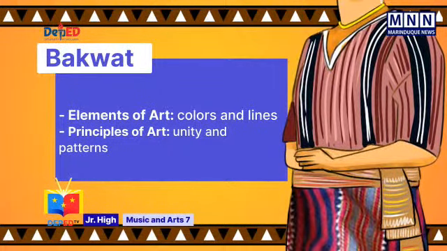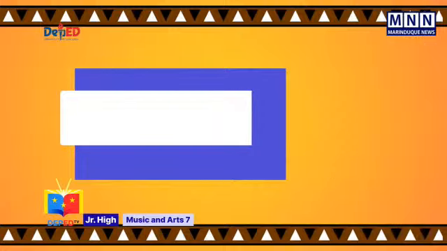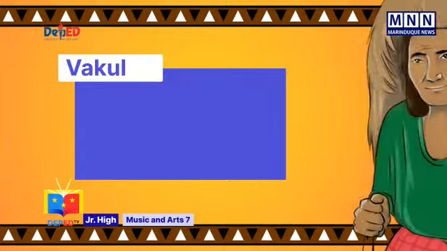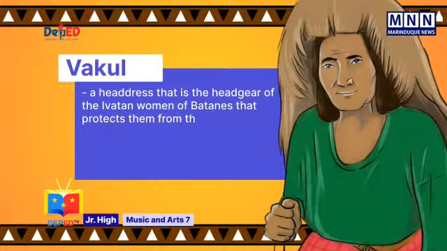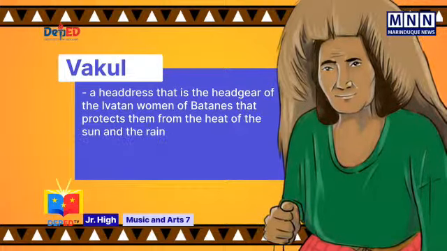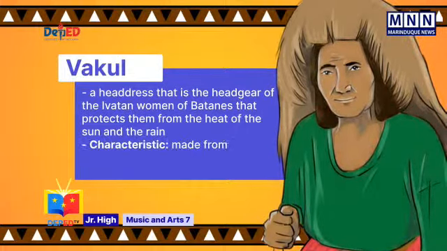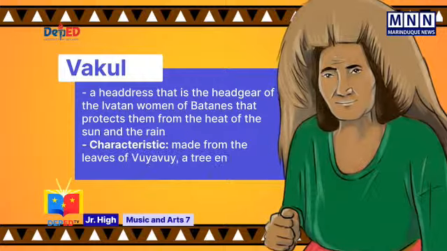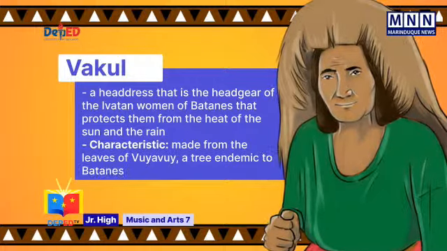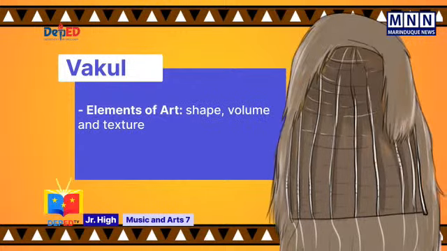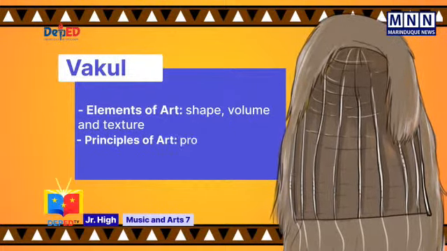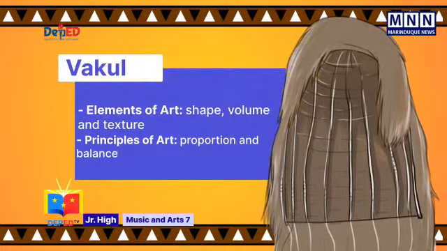On the other hand, in Batanes, the locals have this headdress called vakul. It is the headgear of the Ivatan women of Batanes that protects them from the heat of the sun and the rain. Vakul is made from the leaves of vuyavuy, a tree endemic to Batanes. The elements of art present are shape, volume, and texture. The principles of art used are proportion and balance.